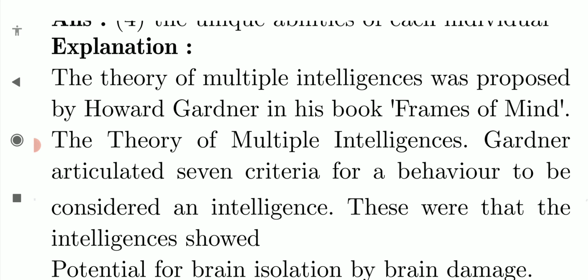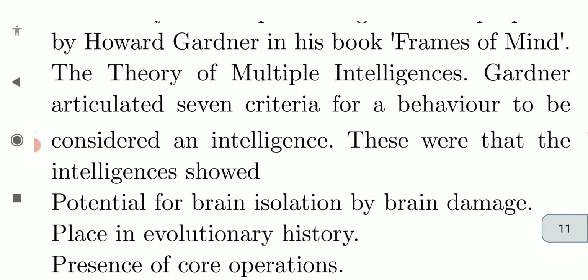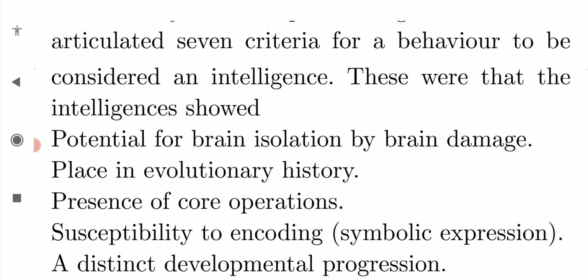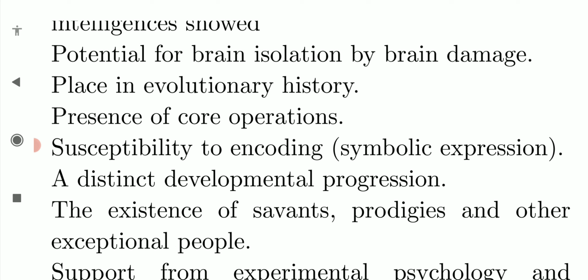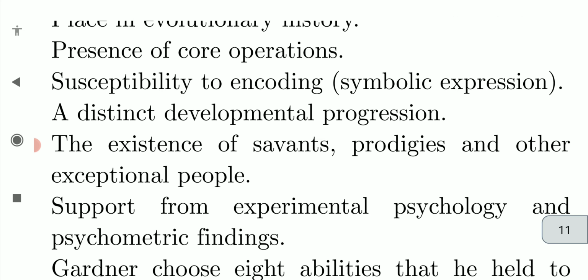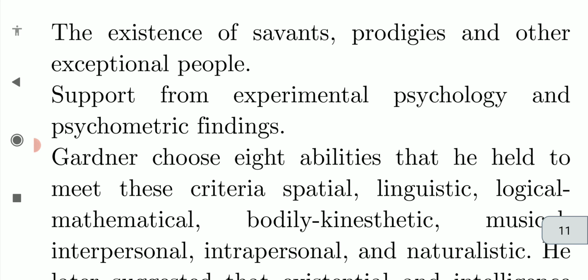Howard Gardner's book is Frames of Mind. The theory of multiple intelligences is given by Howard Gardner. Gardner articulated 7 criteria for a behavior to be considered an intelligence. They were potential for brain isolation by brain damage, place in evolutionary history, presence of core operation, susceptibility to coding, distinct development progression, and existence of savants.